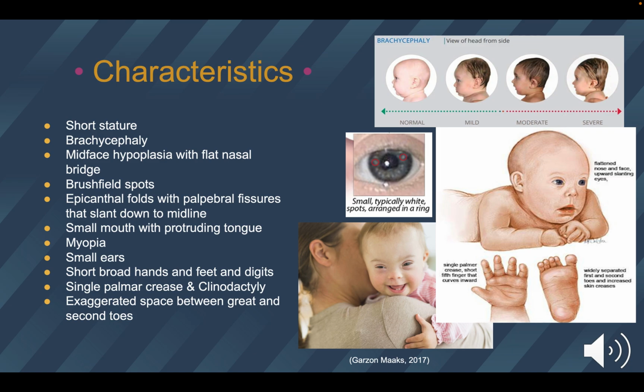Then they also have exaggerated space between their great toe and the second toe. This is another physical finding in many infants with Down syndrome, where there is an increased gap between the great and the first toes. While this is a finding that can occur as a familial trait, it occurs in constellation with other features of Down syndrome, and if you see it, it will support the diagnosis.